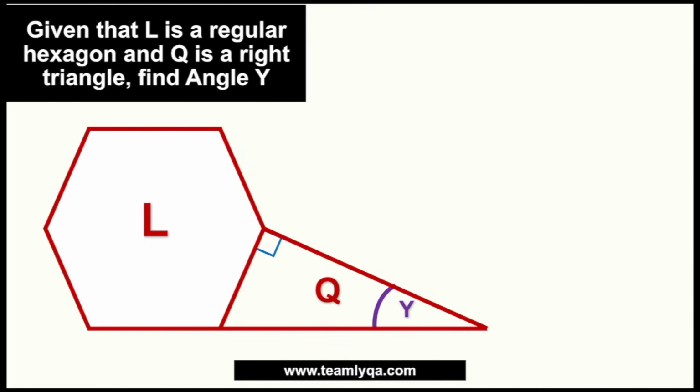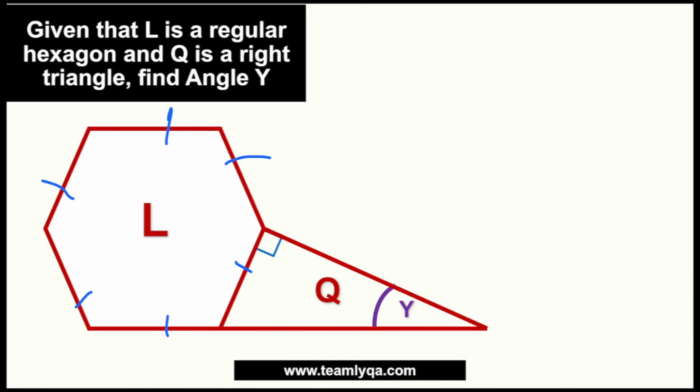So it says here, given that L is a regular hexagon and Q is a right triangle, find angle Y. All right. So again, we need a little stretch of imagination. And if you want more videos like this on this topic in particular, let me know so I can cover it soon. Okay? So, here we go. It says we have L, a regular hexagon. When we say hexagon, it has 1, 2, 3, 4, 5, 6. Okay? 6 sides. Okay?